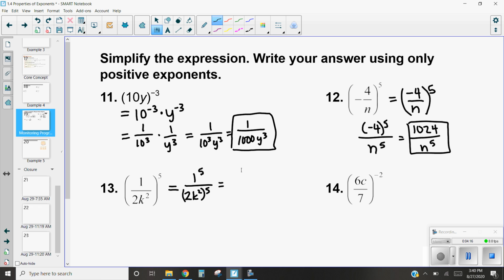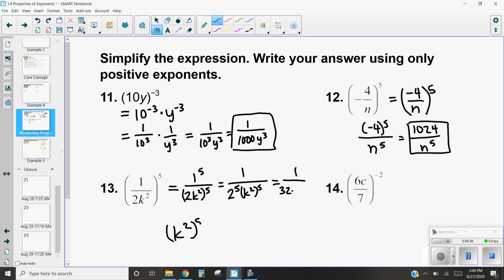So this right here is 1 to the power of 5. Let's simplify that, it is 1. And we're going to do 2 to the 5th times k squared to the 5th. Now 2 to the 5th is something we can figure out. 2 to the 5th is 32. So this is going to be 1 over 32 times k squared to the power of 5.